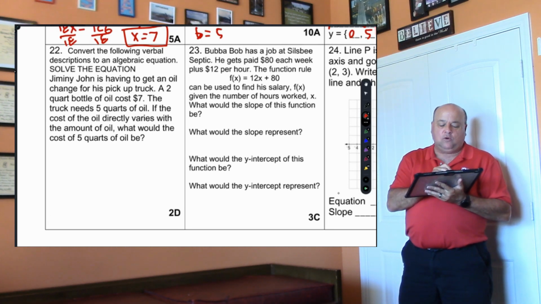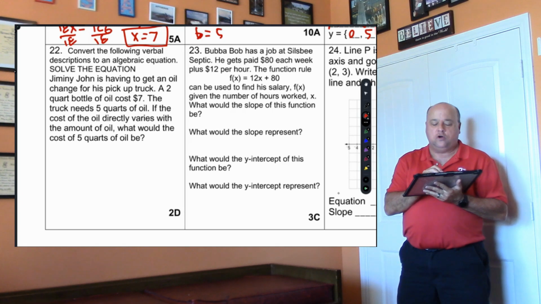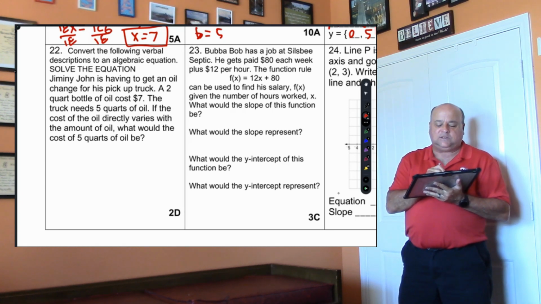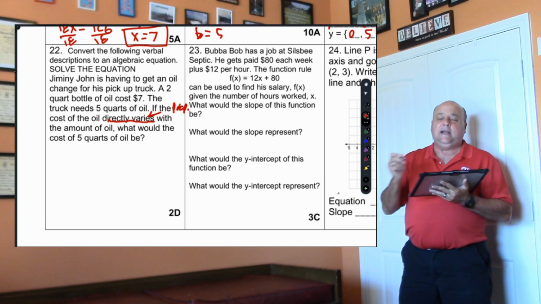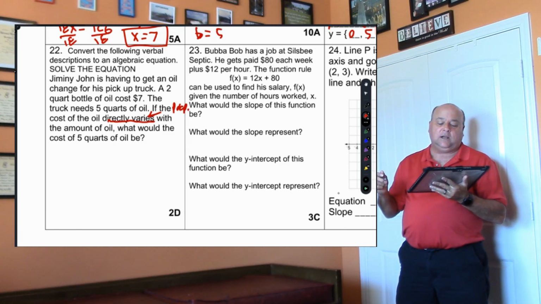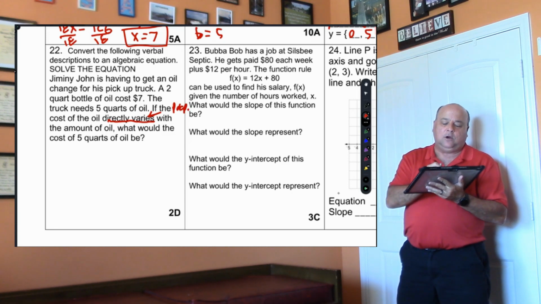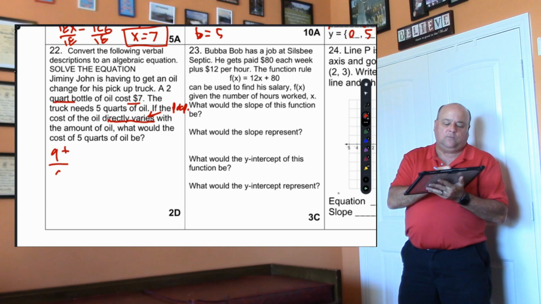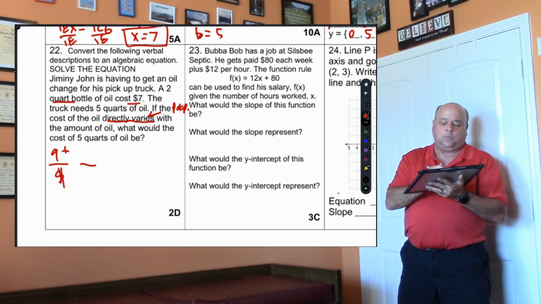Jimmy John is having to get an oil change for his pickup truck. A 2-quart bottle of oil costs $7. If the truck needs 5 quarts of oil, if the cost of oil directly varies, that means it's proportional. In Algebra 1, they usually won't say proportional, it'll say directly varies. Now look at what we have here. We have quarts and we have dollars. So I'm going to put quarts over dollars, and I'm going to make a proportion.